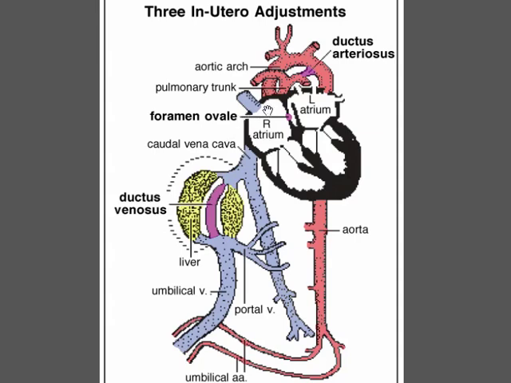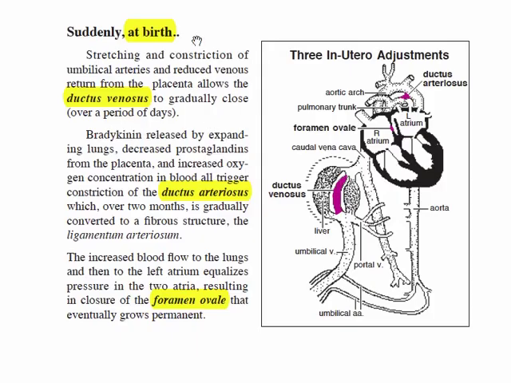The foramen ovale allows the large volume of blood that's entering the right atrium to be shared with the left atrium by passing through this foramen ovale in the interatrial septum. The ductus arteriosus shifts blood away from the lungs to the general circulation. Suddenly at birth, blood flow from the placenta ceases, and the ductus venosus gradually closes over a period of days.